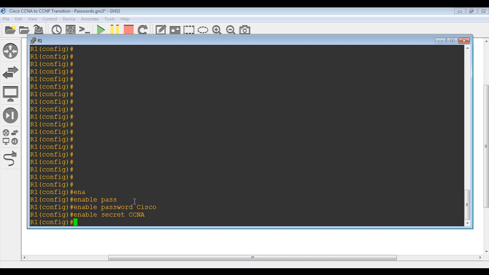But why did we have two commands for configuring the enable password? We know that the password that will take effect for the enable mode when configuring both passwords will be the enable secret. So why did we have another command for the enable password, which is unencrypted?